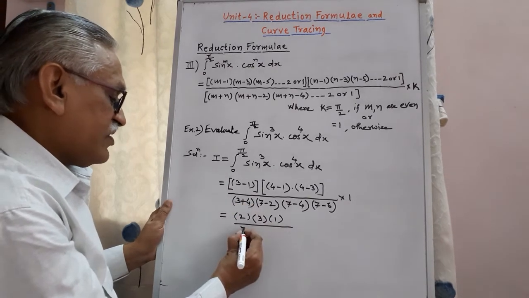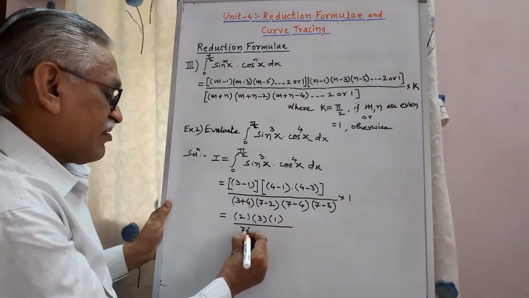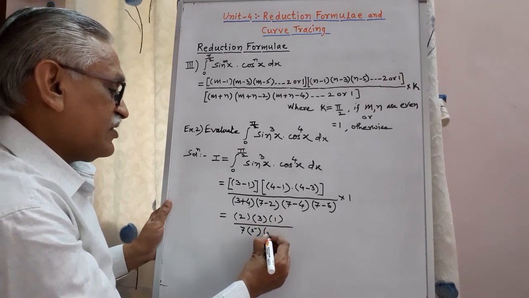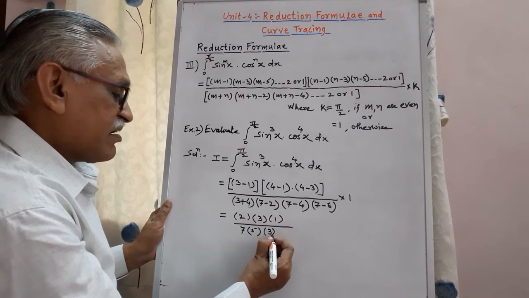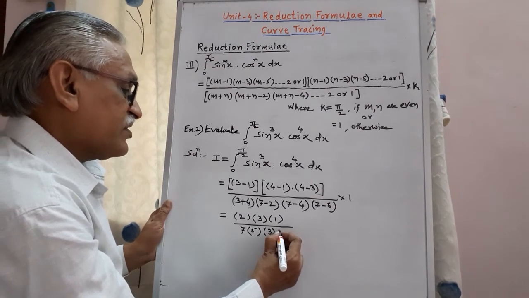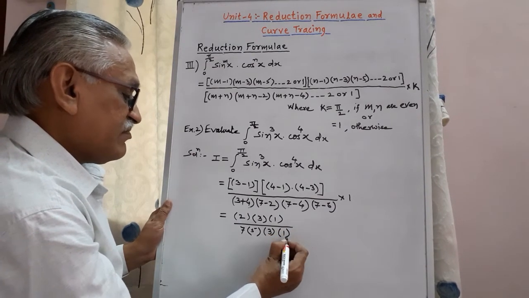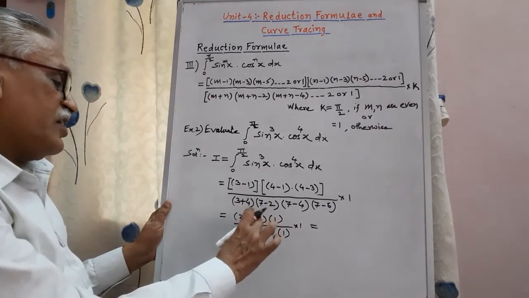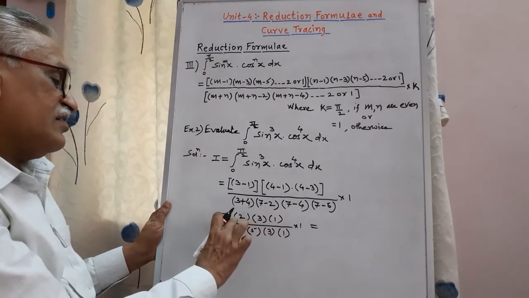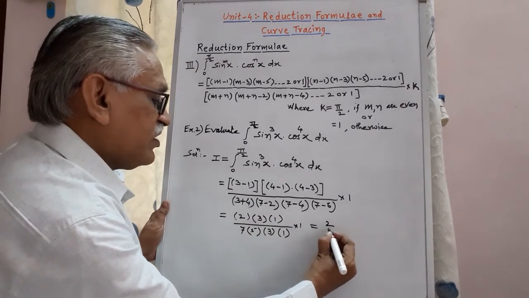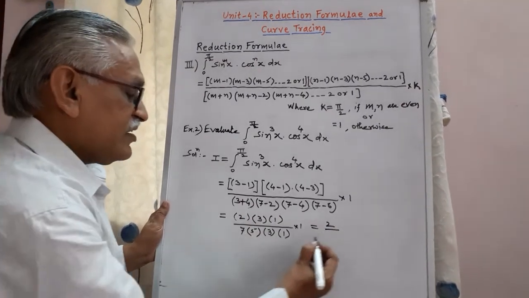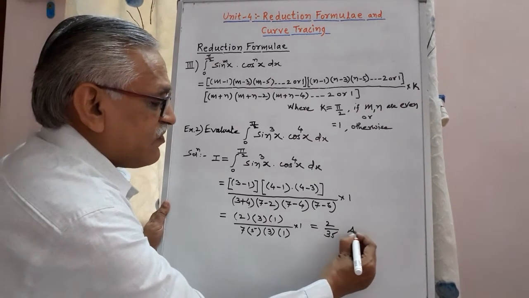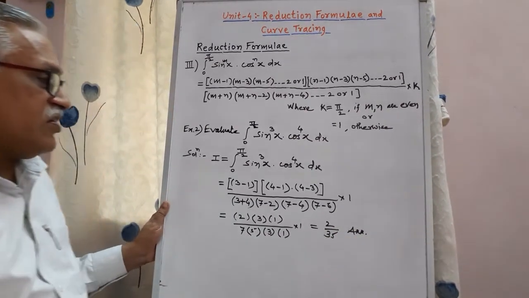3 plus 4, 7. 7 minus 2 we get 5. 7 minus 4 we get 3. And 7 minus 6 we get 1, into 1. Therefore, this 3 and 1 get cancelled. In the numerator we have 2 only, and 7 times 5 is 35, which is the required answer.